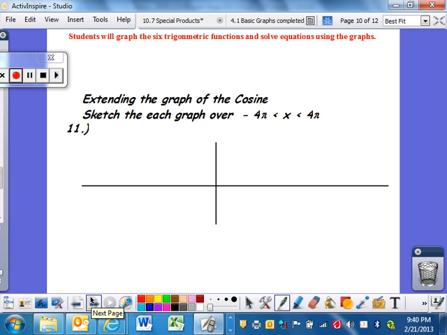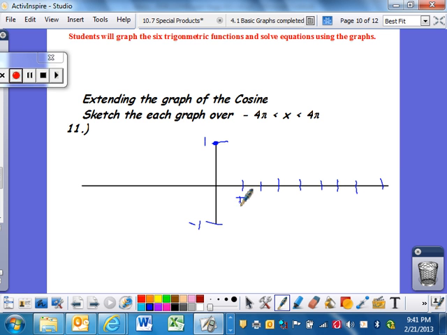So if we're extending the graph of cosine, if we sketch the graph of each all the way from negative 4 pi to 4 pi, we're going to end up just as we did before. So we'll say this is our 1, and this is our negative 1. At our 0, what is cosine? We end up having 1. So we can list these out just so we can go ahead and get this done.